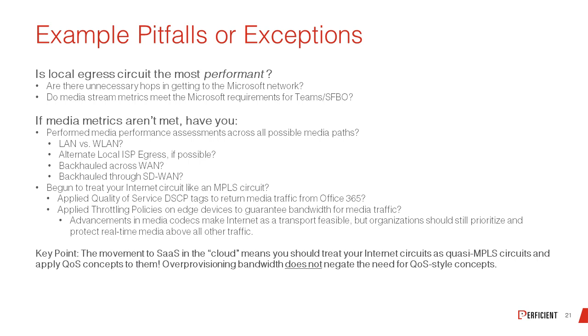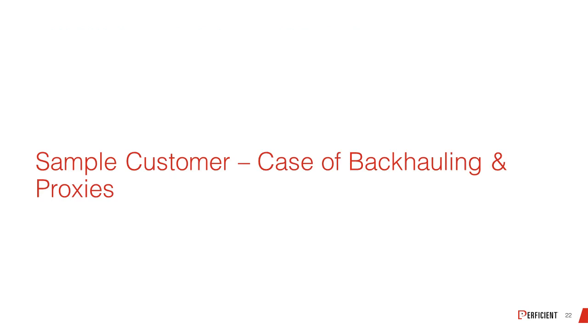Same thing with what are called throttling policies. This is a bit more technical in nature, but the bottom line is while the internet is great as a transport for the codecs that take our audio coming out of our mouths and translate it into digital bits and bytes that go on the wire, you still need to protect that traffic to make sure that you don't end up with calls where people sound like robots. So at the end of the day, make sure you're treating your internet circuits, especially for Office 365 and any other real-time media, with kid gloves and applying the correct concepts to it.